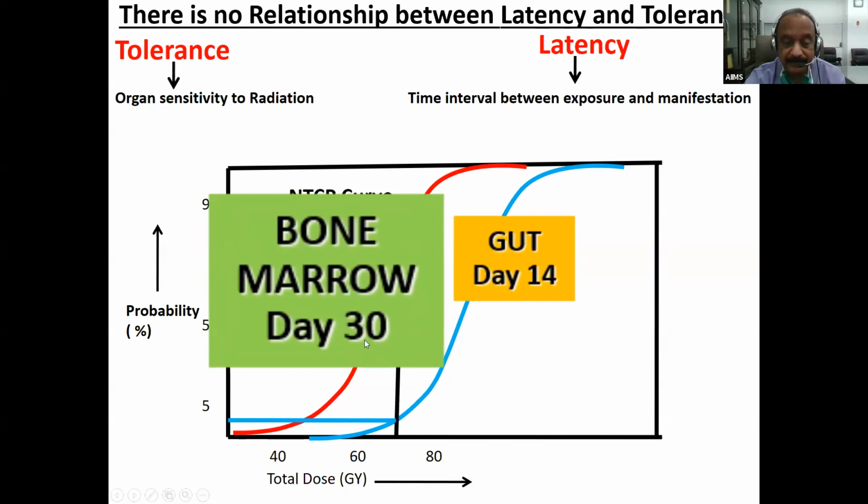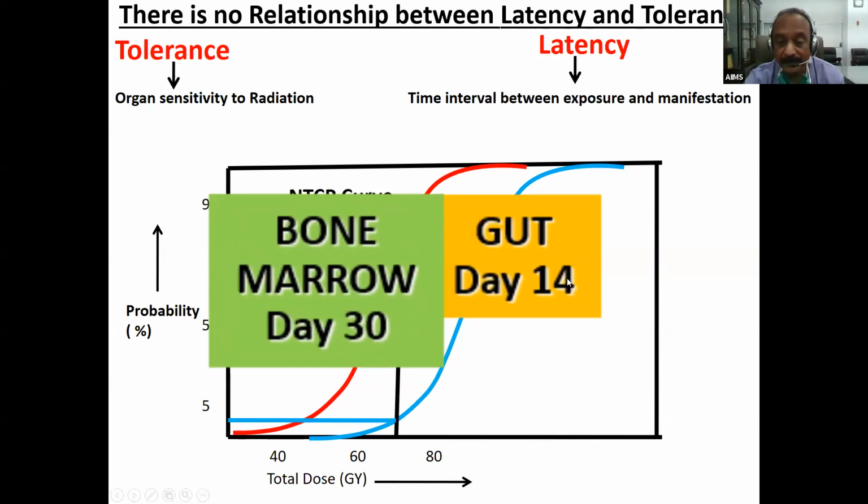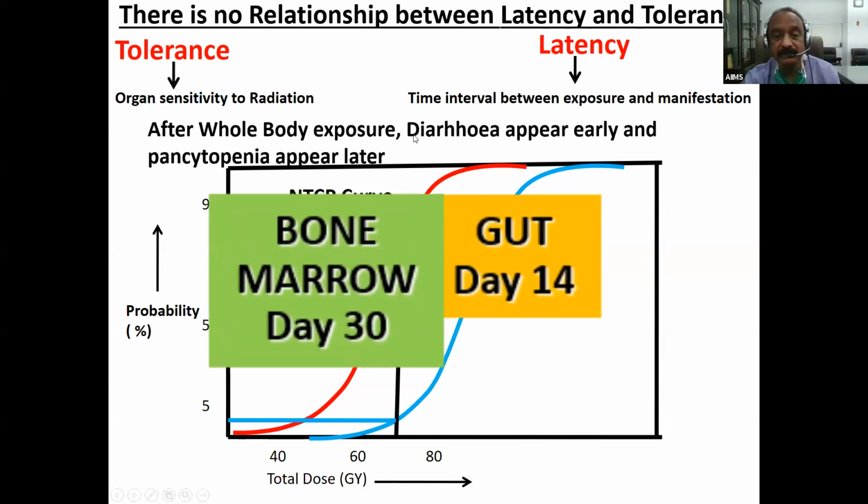It is 30 days, while in gut it is 14 days, which means that the clinical manifestation of bone marrow irradiation will appear after 30 days, while for gut, it will appear much earlier. So if you do a whole body exposure, diarrhea will appear early, then pancytopenia, and don't be under this impression that if diarrhea appears early, it means that gut is more sensitive to radiation than bone marrow.